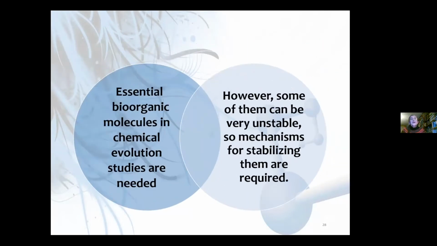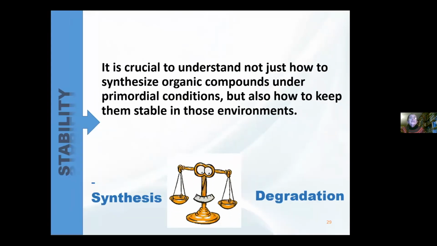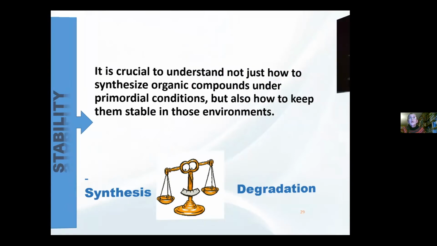So essential bioorganic molecules in chemical evolution are needed, but some of them can be very unstable in the conditions of the prebiotic Earth, so mechanisms for stabilizing them are required. The synthesis of prebiotic compounds is as important as their stability under those environments, so there should be a balance between the synthesis and the degradation of the compounds.